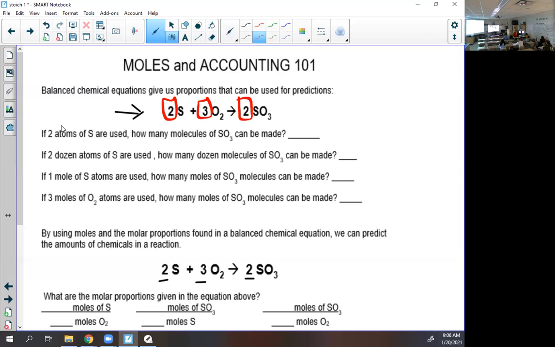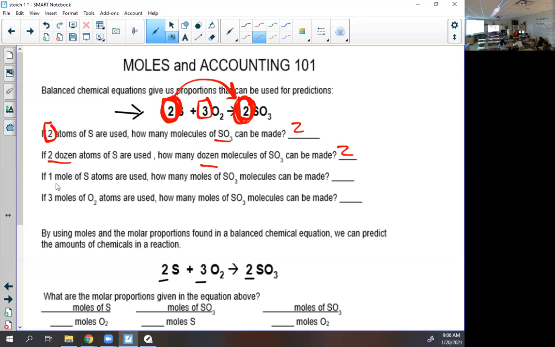Okay, here we go. If 2 moles of S are used here, how many molecules of SO3 can be made? 2. If I give you this and it has the same answer, then the answer is the same. Looking up here, if 2 dozen S atoms, ooh, that's a 2 again, how many dozen SO3 can be made? 2. Weird. Well, it asks dozen and dozen.